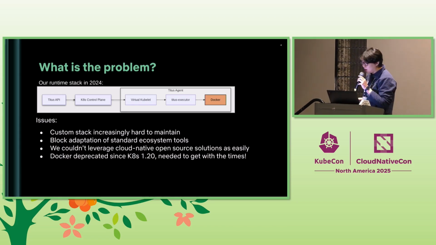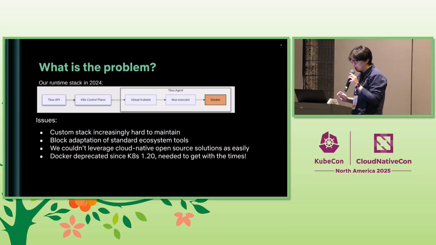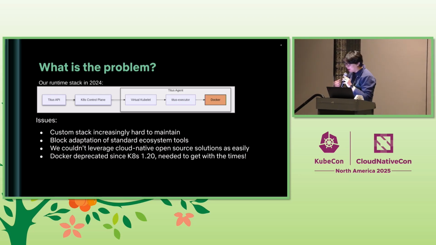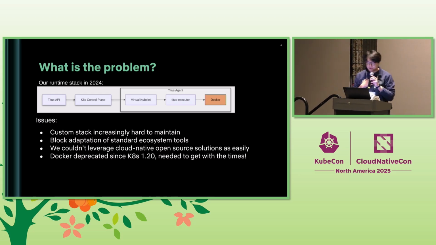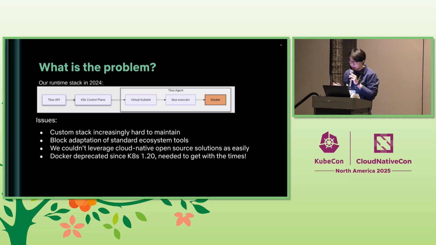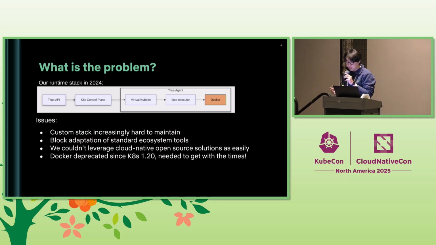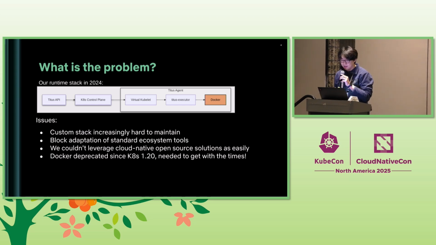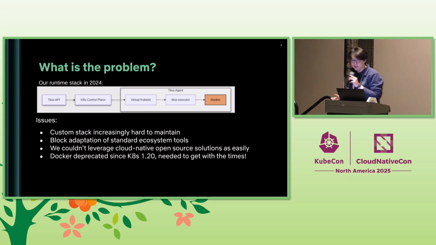The way we were using Docker as an underlying container runtime for running Titus jobs had also proven to be somewhat brittle and not very scalable. And by tying our runtime to Docker, we couldn't adopt standard Kubernetes tooling and new innovations in the container runtime space. And most critically, with Docker long deprecated in Kubernetes, we just really needed to modernize and get with the times.